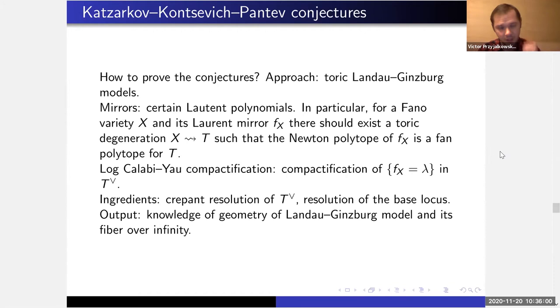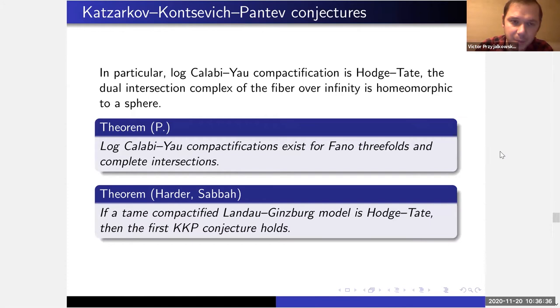And the useful output is that we know the geometry of Landau-Ginzburg models and their fiber over infinity. The fiber over infinity is combinatorial: it's a boundary divisor for the toric variety, which is a resolution of this dual toric variety. So in particular, the dual intersection complex of this fiber over infinity is homeomorphic to a sphere, an (n-1)-dimensional sphere. Another thing is that it's Hodge-Tate, so it has only vertical Hodge numbers. The only chance to have a non-trivial h^{p,q} is when p is equal to q. That's just because this holds for toric varieties.